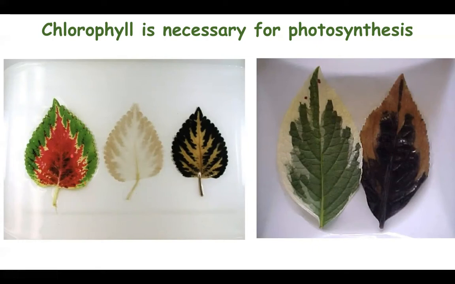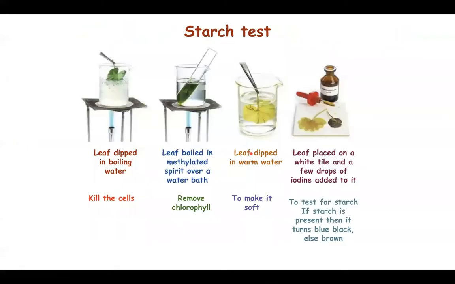The parts which are variously colored, not having the pigment chlorophyll, will turn brown, but the parts which are green, which have the pigment chlorophyll, will turn blue-black. So here, these will turn blue-black. This part will turn brown. These are called variegated leaves, leaves having different coloration.